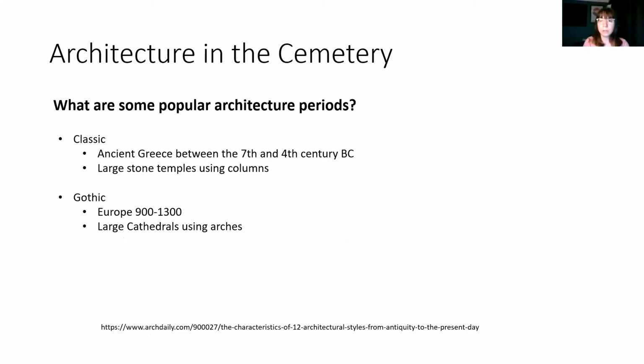There are different architectural periods all throughout history. A couple that are important to know about for our purposes are the Classic period, which was in ancient Greece between the 7th and 4th century BC. You can see it in examples of temples that use large columns and are very dramatic and large. There is another period called the Gothic period that was popular in Europe between 900 and 1300s. They used large cathedrals with large arches, such as the Notre Dame in Paris, France.